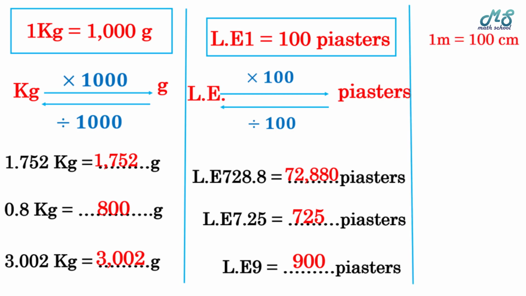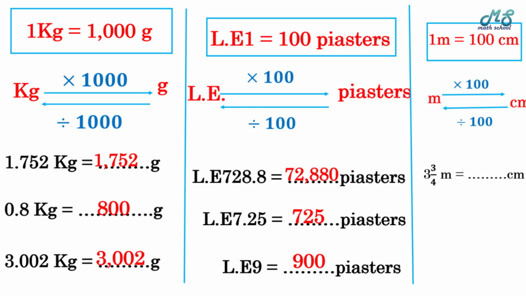Don't forget, guys, that 1 meter equals 100 centimeter. We studied before. To convert from meter to centimeter, we will multiply by 100. From centimeter to meter, we will divide by 100. Now 3 and 3/4 meter equals how many centimeter? We studied before, guys, that 3/4 equals what as a decimal? Yes, equals 0.75. Now we can write 3 and 3/4 meter as what, guys? As 3.75 meter.